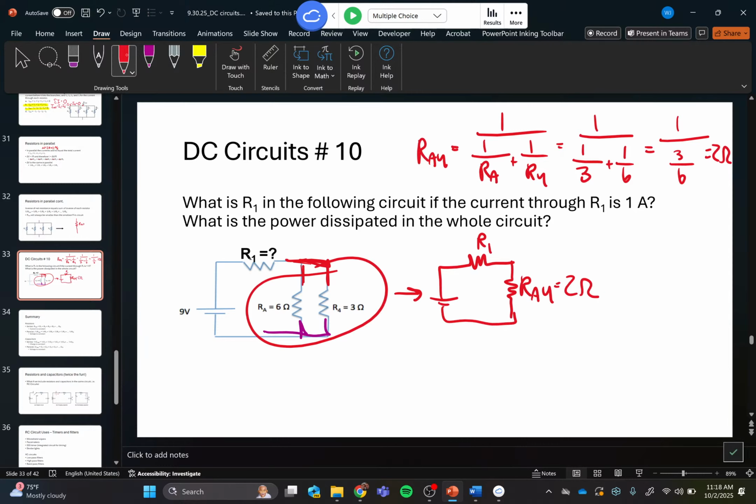Cool. Now, these are hopefully obviously in series. So now we're going to combine these into one resistor. What are we going to call that resistor? R1A4. What's the value of R1A4? It is R1 plus RA4, which equals R1 plus 2. We don't know the value of R1. That's the entire point of this problem.